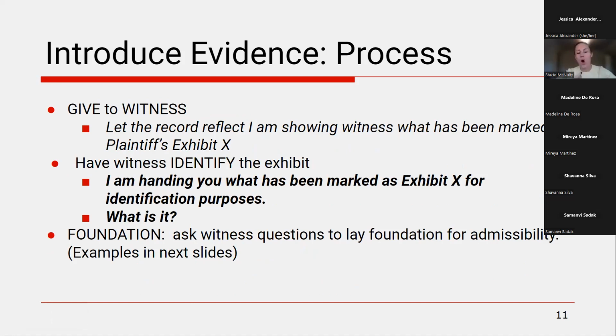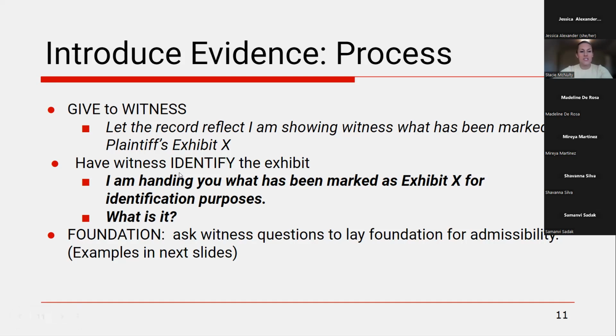You don't have to do all of those things all the time, but if you get in the habit of saying it, then it does become second nature and it's not so much of a burden. Then you have the witness identify it. So I tell them, I'm handing you what's been marked as Exhibit X for identification purposes. What is it? As a default, having them identify it is good, because that almost immediately is going to establish that they're familiar with it, right?